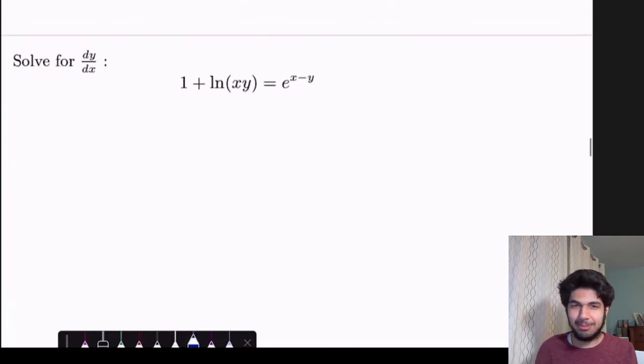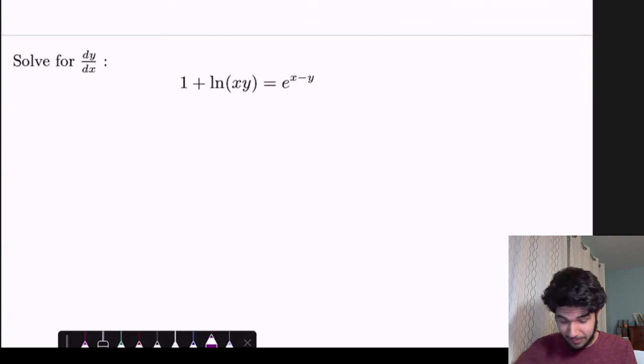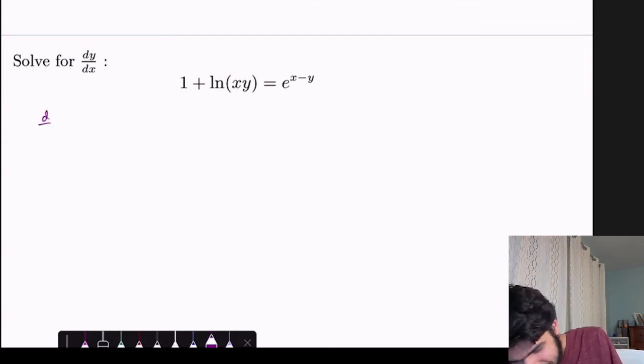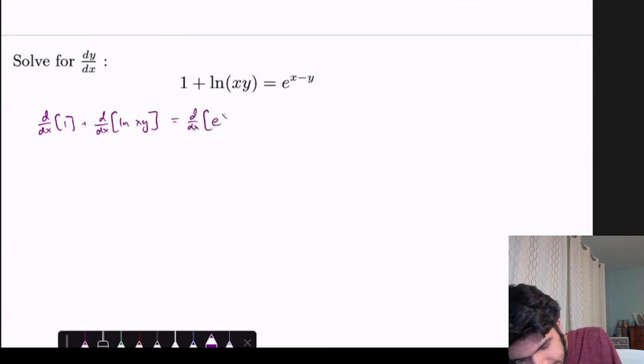And our last problem before we do a final bit of content and then a couple more problems, thanks for sticking with us. Let's do this one. Solve for dy dx. Seems like we're going to have to use some implicit differentiation. So let's do that. On the left hand side, we'll take d dx of 1 plus d dx of ln of xy. That equals d dx of e to the x minus y.